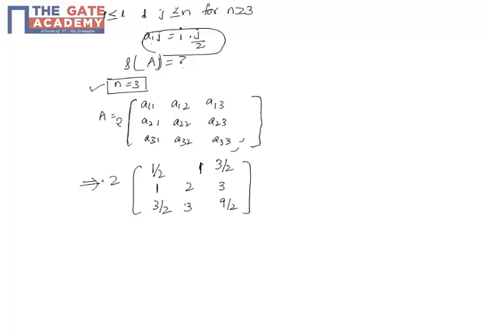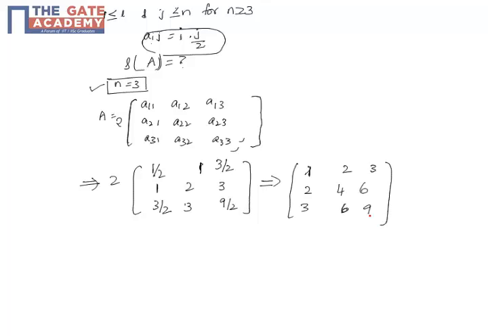So if you take 2 inside, you will have 1, 2, 3, 2, 4, 6, and 3, 6, and 9.